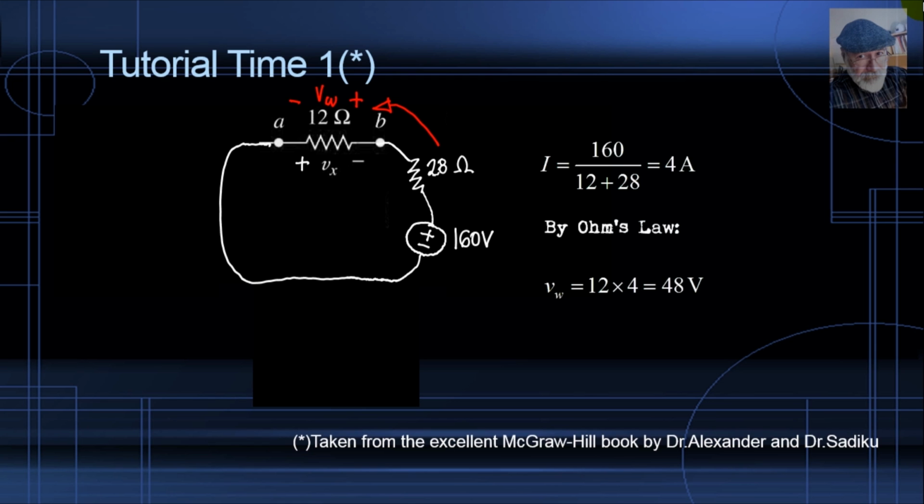And the problem is asking us Vx. And Vx is the negative of VW. So Vx is negative 48 volts. And now we're done with that exercise.